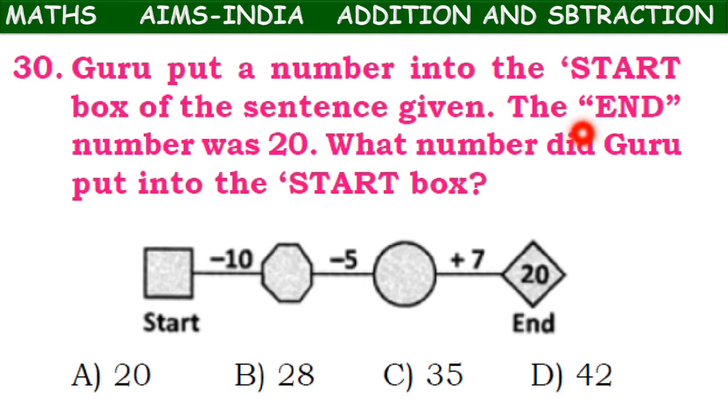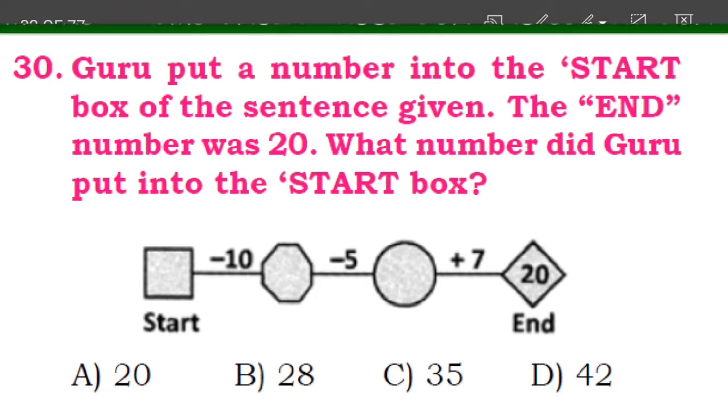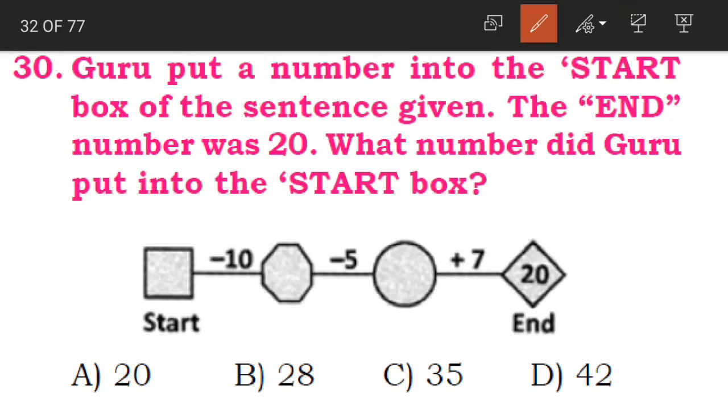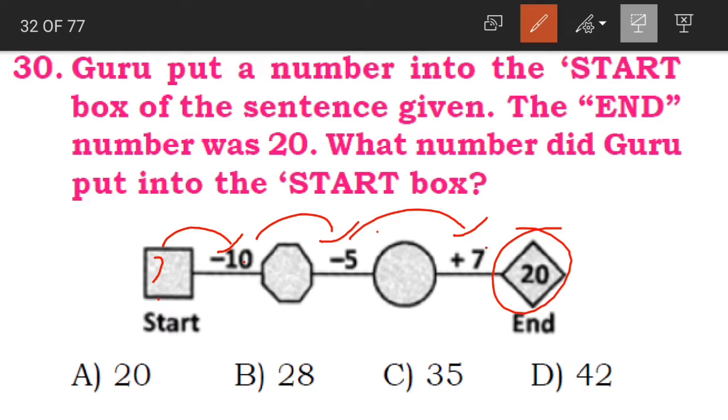Question number 30. Guru put a number into the start box of the sentence given. The end number was 20. What number did Guru put in the start box? See, in this box he put some number. To that number first he subtracted 10, then he subtracted 5 and then added 7. In the end he got 20.